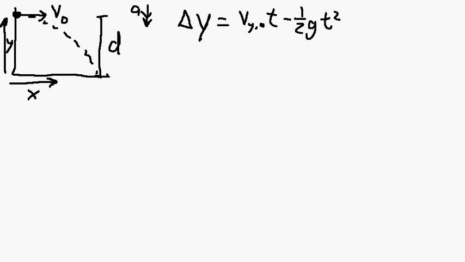Initial velocity in the y direction is 0, which means this all goes away. So what we get is delta y is negative 1/2 gt squared. Well, how far does it fall before it hits the ground? This distance d. So I say negative d, this is delta y, is negative 1/2 gt squared.